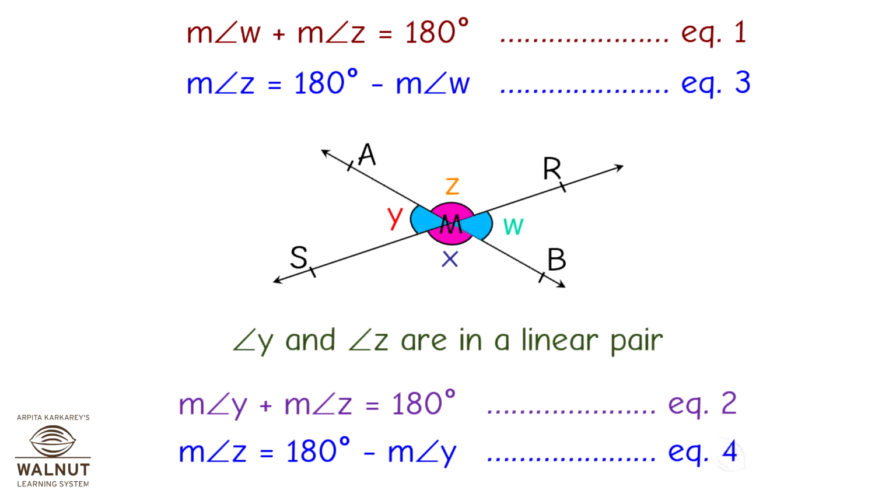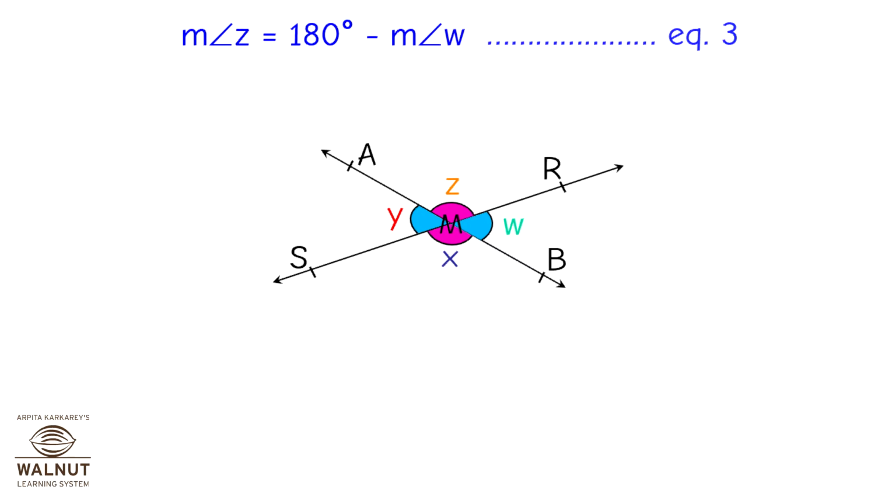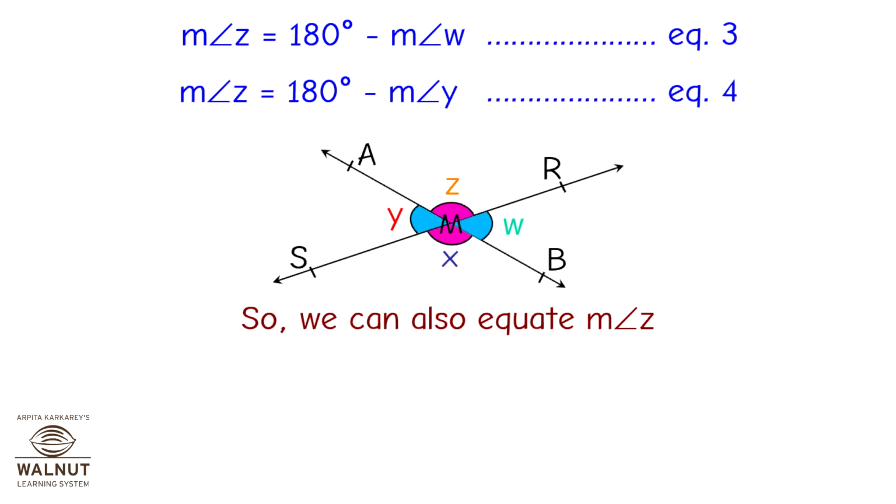So, equation 3 and equation 4 both tell us what angle Z is. But angle Z is the same angle Z. So, both these things are equal as they are talking about the exact same angle Z. Let's just write the two equations that talk about angle Z now and erase the rest. Since both these equations are talking about angle Z, let's consider them equal.